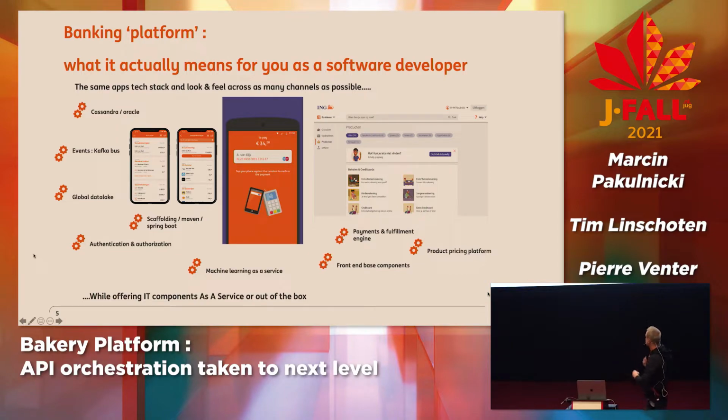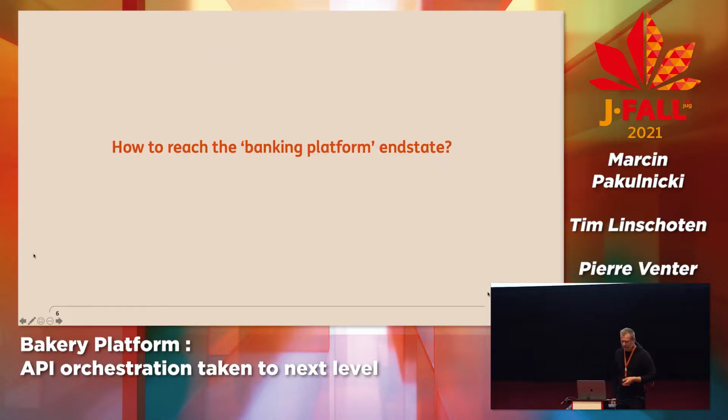But also on the front-end side, we have front-end base components which actually abstract away the CSS behind the web components so that all the front-end in whatever channels that you've got, so mostly it's mobile channel anyway these days, look the same and feel the same across even multiple instances of ING, which means countries. So how do you get there as a big, large IT company such as ING?